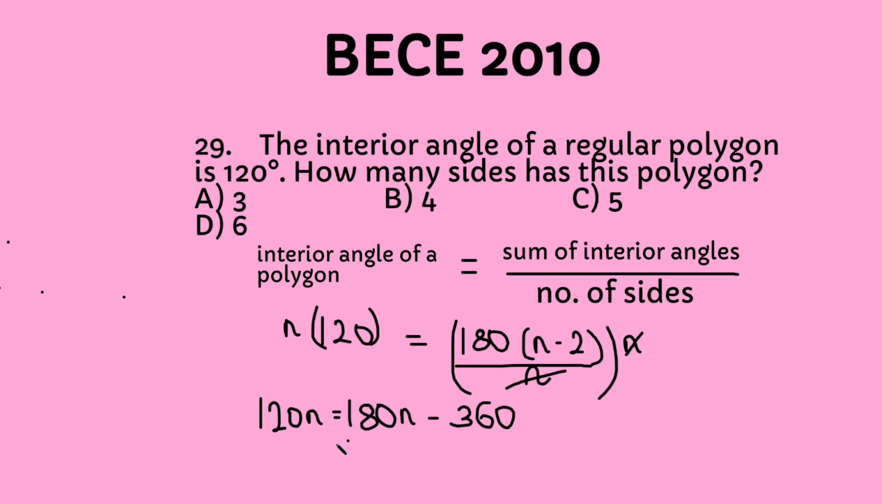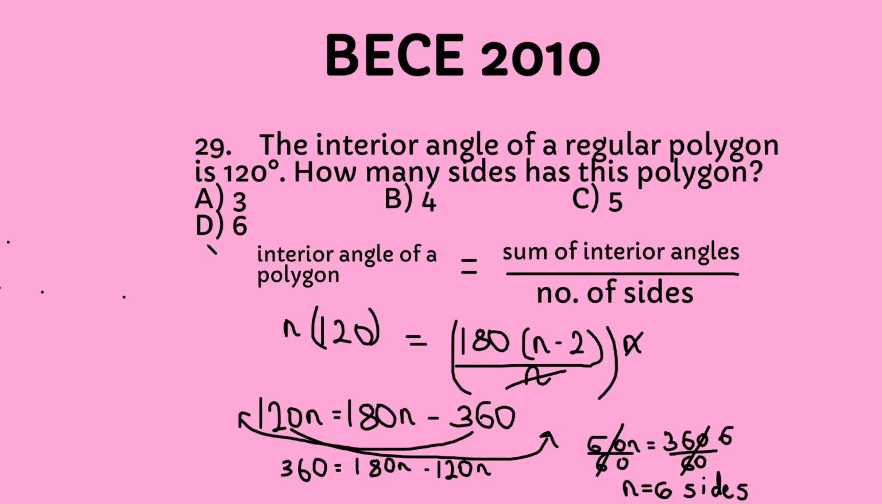For our final answer, I moved the 120n to the other side and the 360 to the other side. Obviously, as you see, once a positive crosses over the equal sign, it becomes negative. Hence, we have 360 is equal to 180n minus 120n. That will give us 60n is equal to 360. N will give us 6 sides.